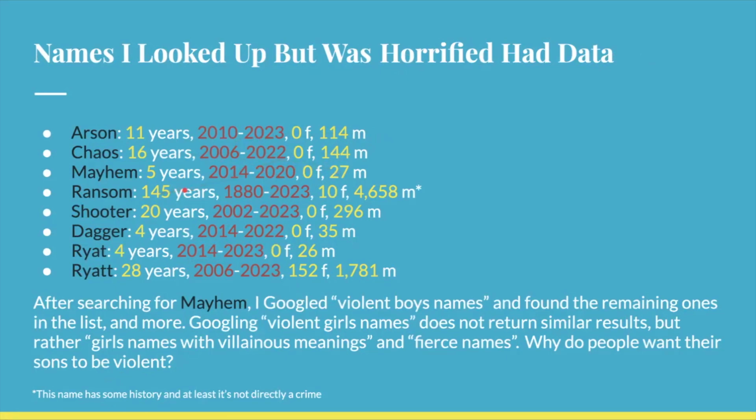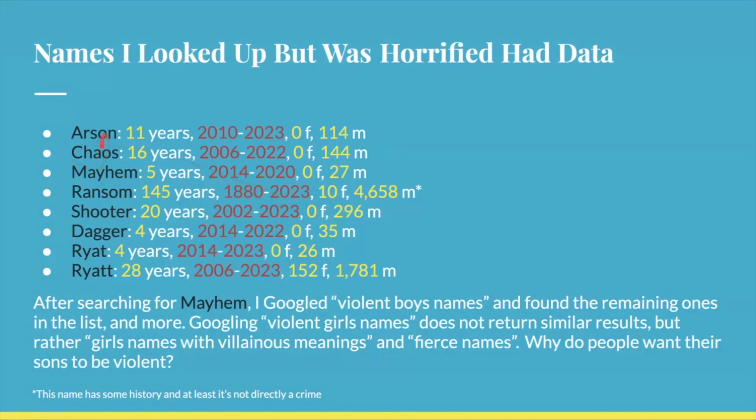Ransom, over 145 years, from 1880 to 2023, there have been 10 girls and 4,658 boys named Ransom. I know that 145 years is not in here, but that just means 143 years plus 2 years for girls. Also, unlike the other names here, Ransom does have a longer history, and it's not actually a crime. I'm not sure how it really started to be a name because it doesn't come from a last name, it just comes from the word.